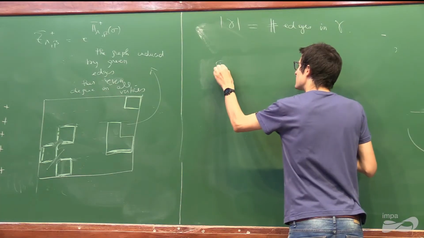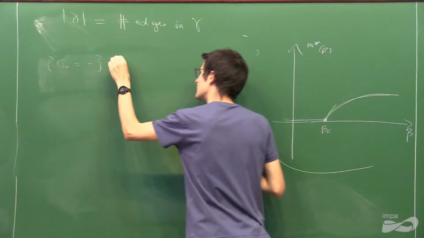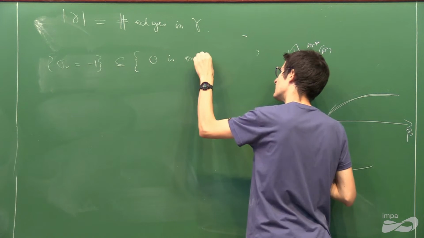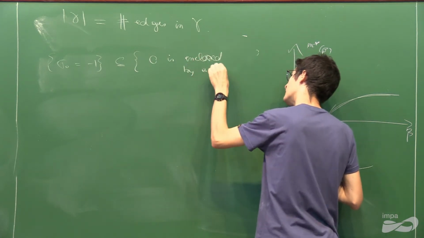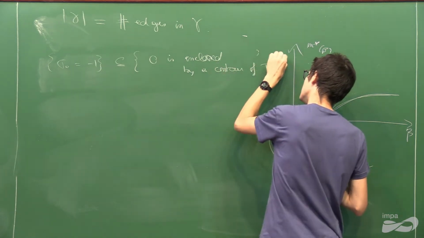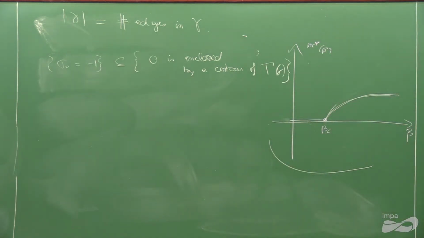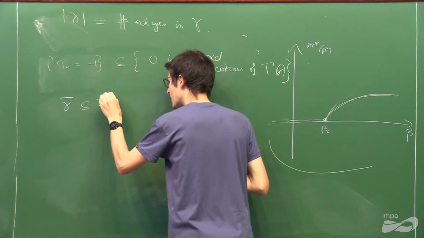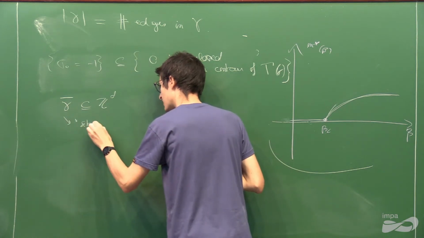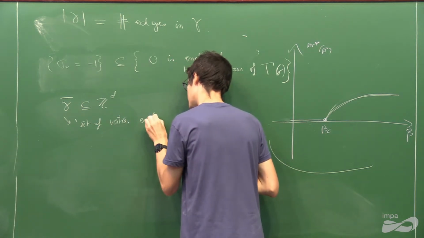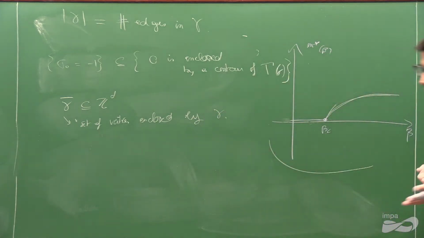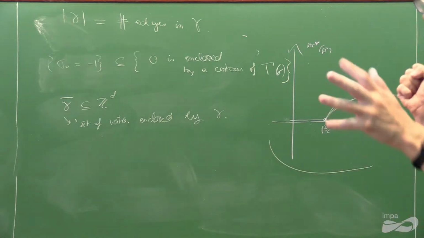What we need to say is that sigma 0 is equal to minus. This event is included in: 0 is enclosed by a contour of gamma sigma. Now I will write just gamma bar. This is just the set of vertices enclosed by gamma. When I have a contour, basically it splits Z^d into two. Gamma bar is just the finite part.